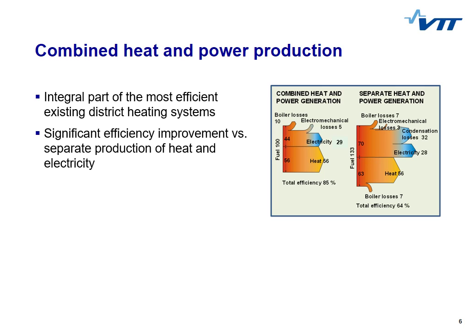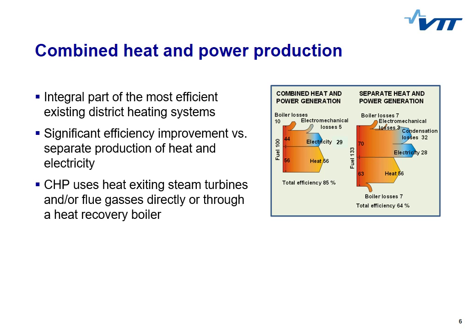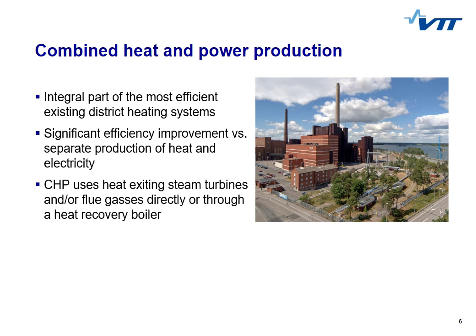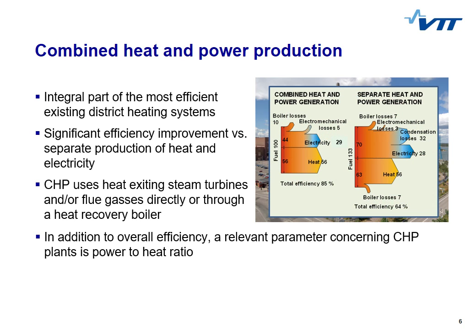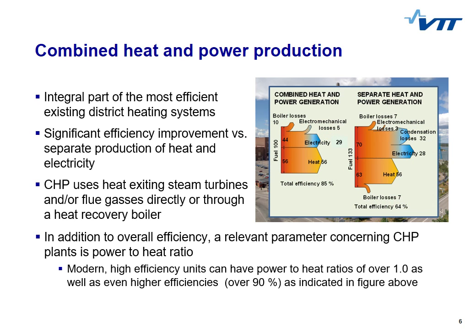These Sankey diagrams compare combined heat and power production to separate production of heat and electricity. Significantly lower losses in conversion can be observed. In CHP production, steam exiting the steam turbines and/or flue gases are utilized in production of heat. Overall efficiency is an important indicator, but for CHP, power to heat ratio is a key indicator as well, as one usually wants as much electricity produced as possible. Modern plants can have efficiencies of over 90% and power to heat ratios of over 1, further improving the example given in the Sankey diagrams.